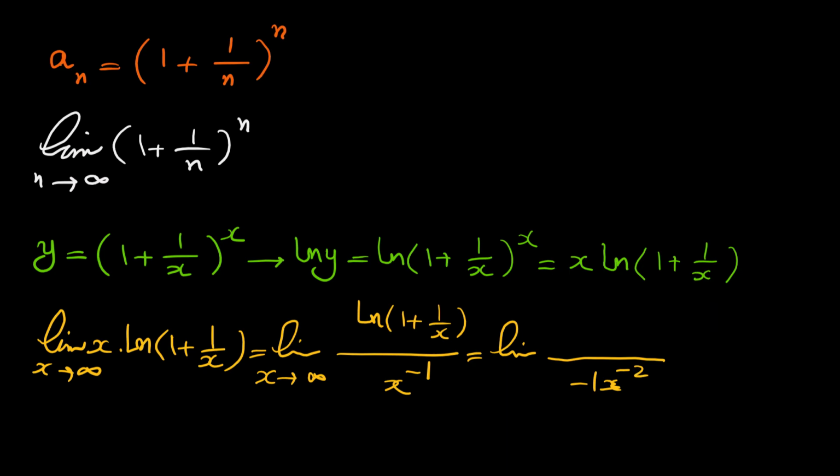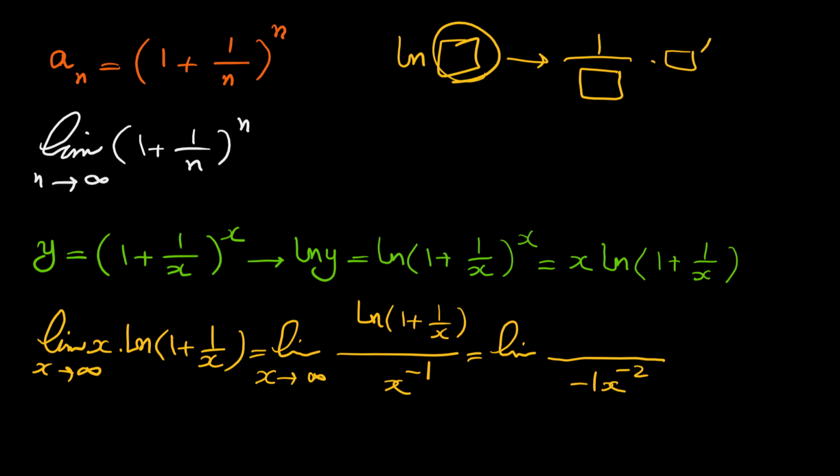What about the derivative of the numerator? For the numerator, remember the derivative of ln of an expression is 1 over that expression. Of course, we have to multiply it by the derivative of the inside because of the chain rule. So the derivative of ln of 1 plus 1 over x is 1 over 1 plus 1 over x times the derivative of the inside. In the inside, as you can see, we have 1 over x.